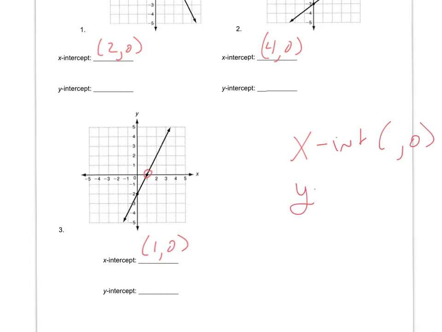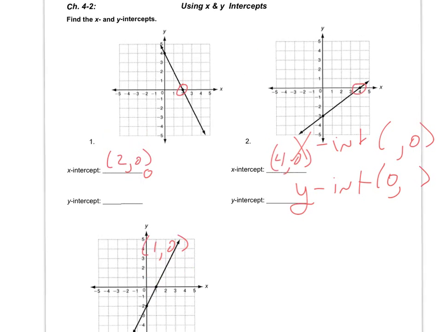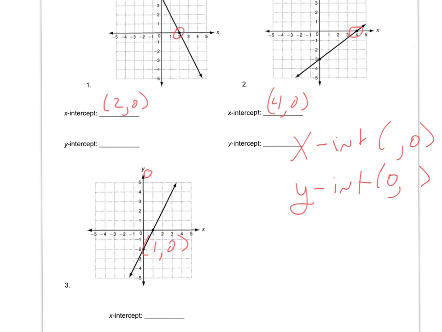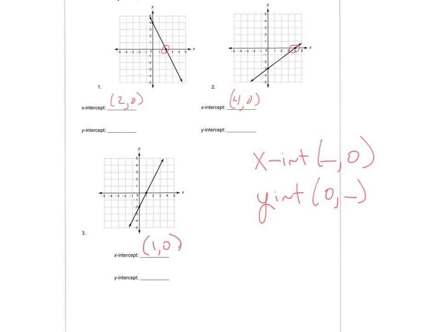Therefore, now we're going to take a look at the y-intercepts, and inversely, the x value will be 0. So let's go ahead and do those real quick. If we take a look at the first one, on the y-intercepts, notice that this one is up there at positive 4. So that's going to be at (0, 4).